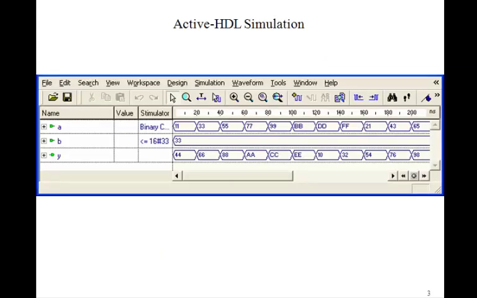Well, let's do a simulation to see if this works. Here's the 8-bit one. So A is 8 bits. These are hex values, and we're adding it to hex 33. And Y is 11 plus 33 is 44. 33 plus 33 is 66. And so forth. 77 plus 33 is AA. So that's the easy way to make an adder.